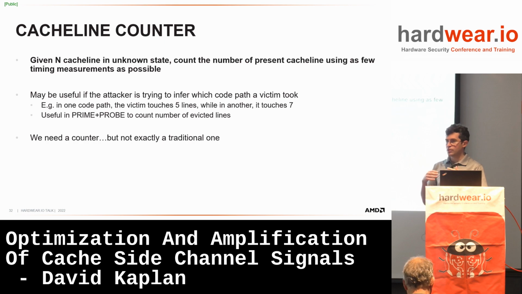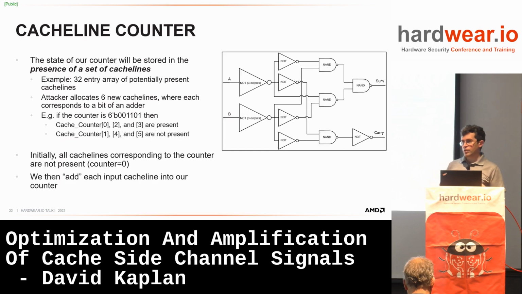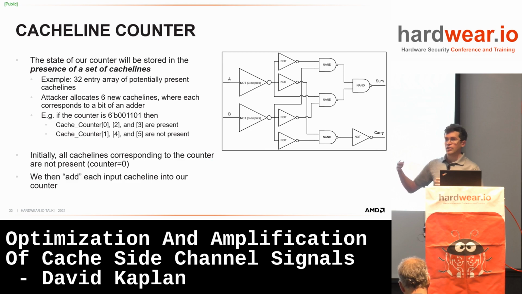And so we're going to use a counter, but not a normal register-based counter. What we're going to do is create a counter where the state of the counter is stored in the state of a set of cache lines. So we'll have, say, 6 cache lines we allocate. And if all those cache lines are not present, that means the counter has a value of 0. And each cache line that is present represents a certain bit in the counter.